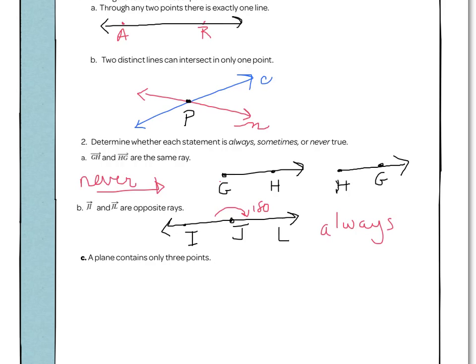Last but not least, part C says a plane contains only 3 points. So let's make a plane. Here is a plane. And it says only 3 points. So here's a point, here's a point, here's a point. CRT. Well, this could be a point too. Oh, this could be a point too. M. So a plane itself is made up of an infinite amount of points. So this is also never true.